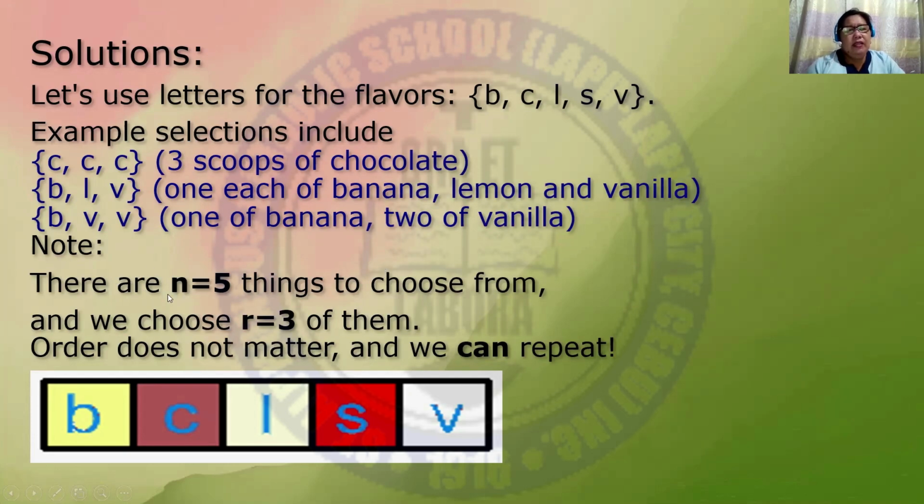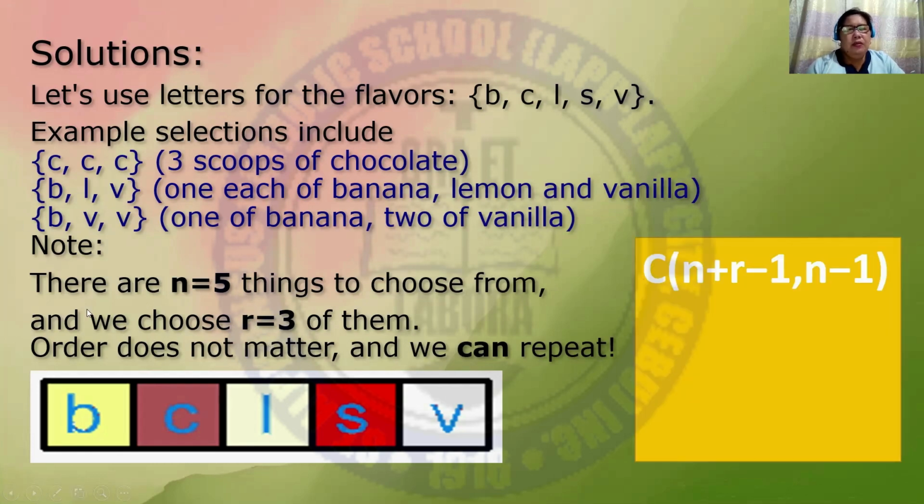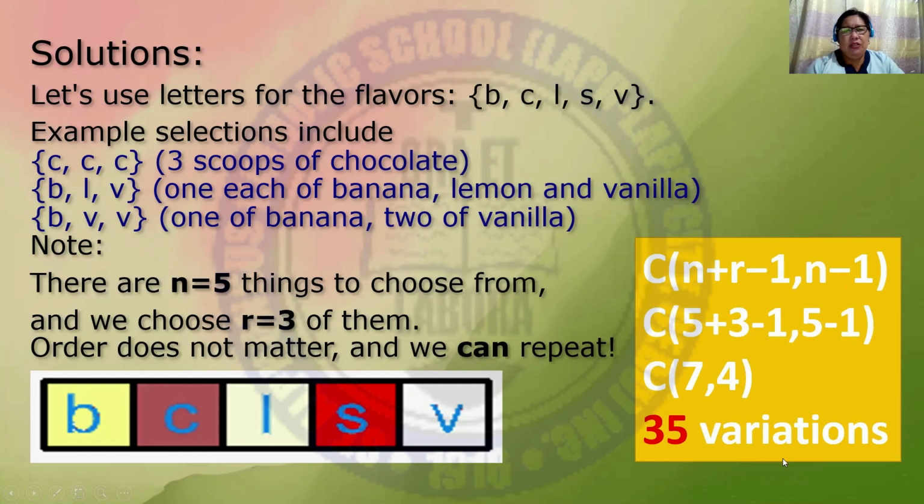Take note, there are n equal to 5 things to choose from, and we choose 3 of them, so that is r. Order does not matter, and we can repeat. So, using the formula, substitute 5 to n, 3 to r, then minus 1, this is constant, then n minus 1, that's 5 minus 1. And this is 5 plus 3 is 8, minus 1 is 7, and 5 minus 1 is 4. So this is combination of 7, 4. So what we have is 35 variations.